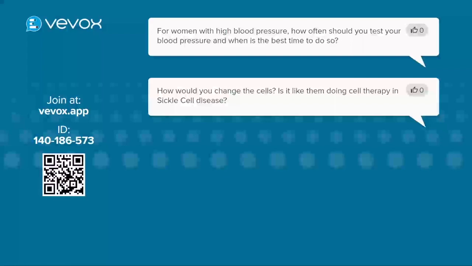For women with high blood pressure, how often should you test, and when is the best time? If you have a history of high blood pressure, you should always check your blood pressure at home for the reasons we talked about. People tend to get nervous in clinic, and so your blood pressure when you go to the doctor is not your true blood pressure. It's just a response to being at your doctor's office. So keep a home blood pressure diary.